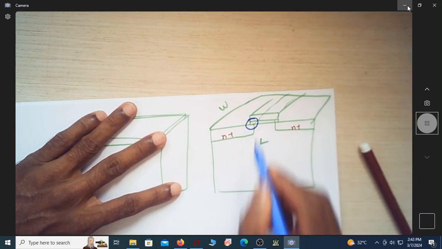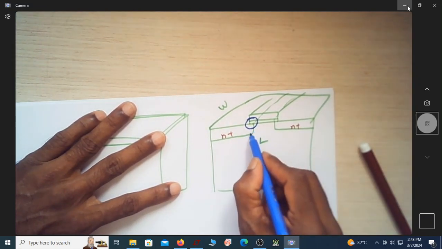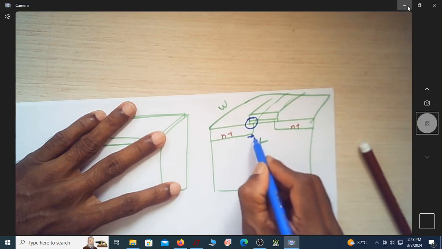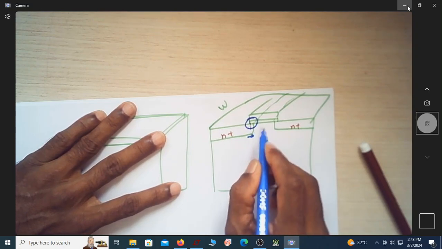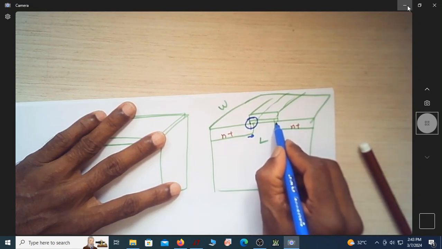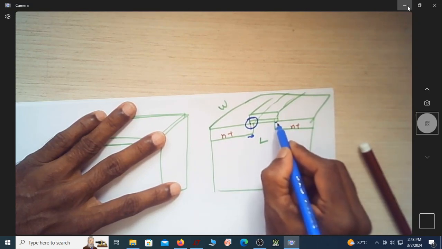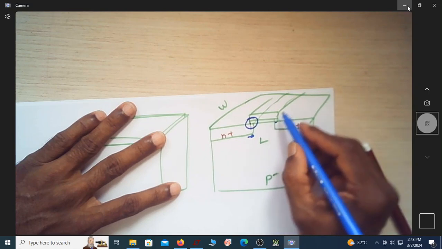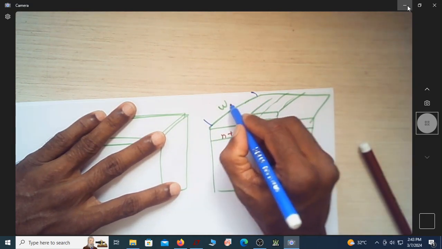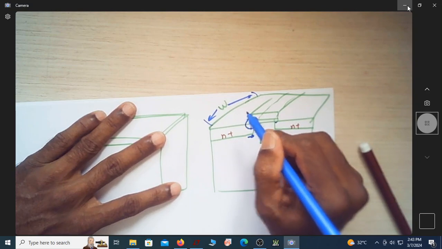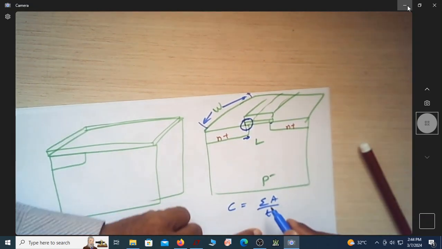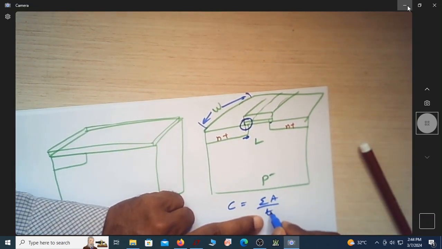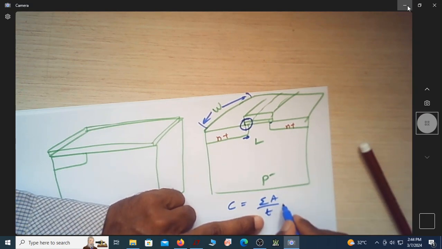Some region is overlapping. Usually this lateral diffusion, the distance that is penetrating beneath the gate structure, is not in the hand of the user, but the user can define what is the width of the transistor. So we know that capacitance is given by epsilon A by T in general, where A is the area, T is the separation of the two plates.